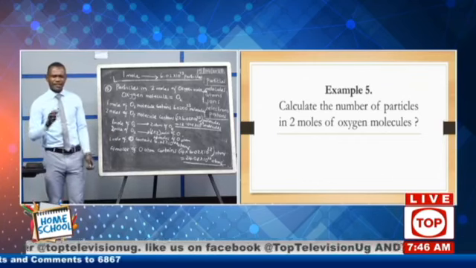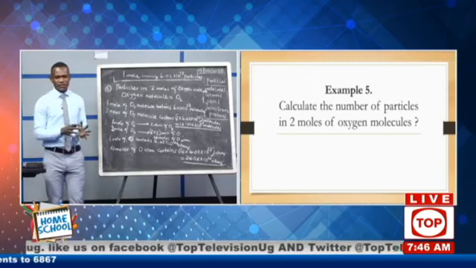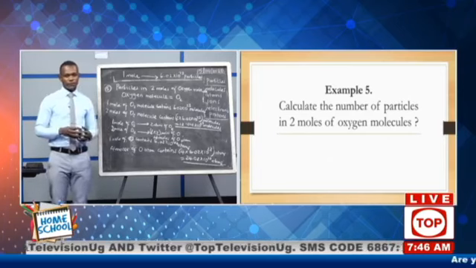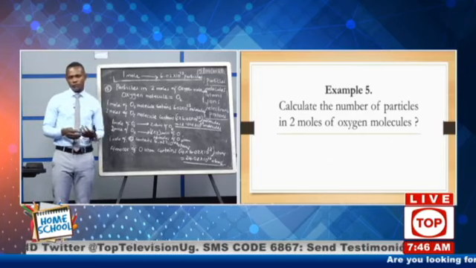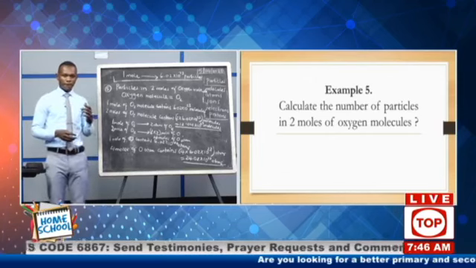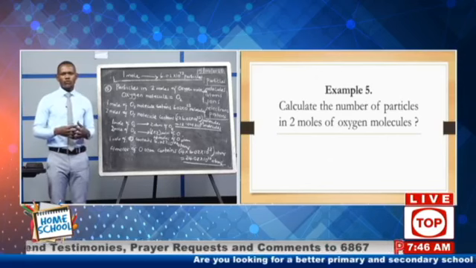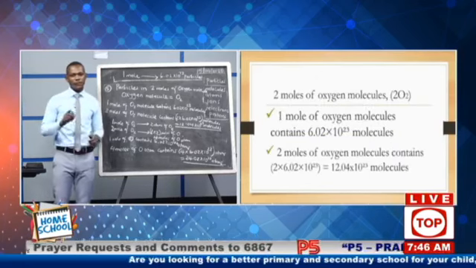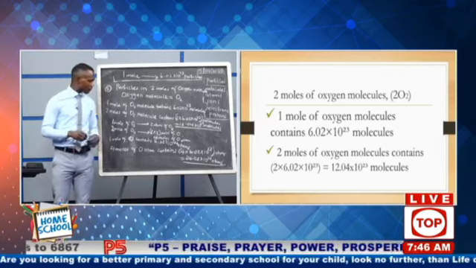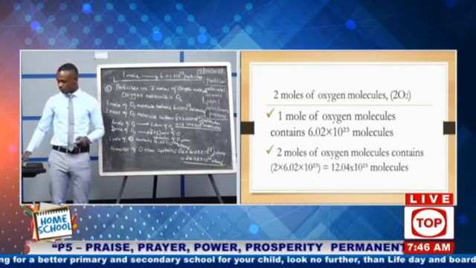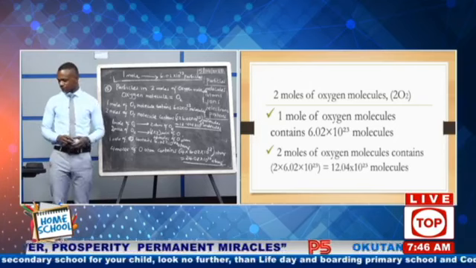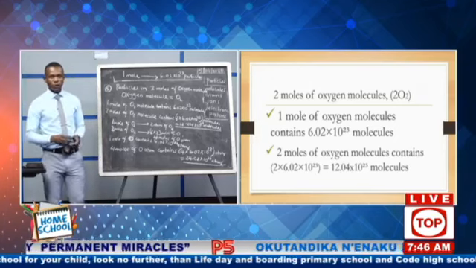So we have been having examples involving calculating the number of particles from given moles. Okay? Now we want to look at an example involving calculating the number of particles from a given mass. Okay? So that we'll be able to achieve our objective very well. Remember, our objective is we should be able to determine the number of particles from a given mass or given moles. So let us look at example 6 and see how we can do it.